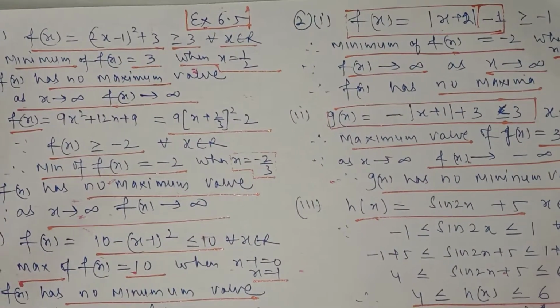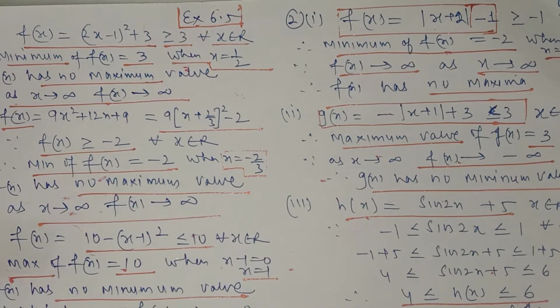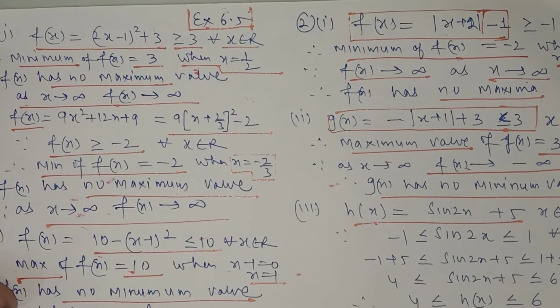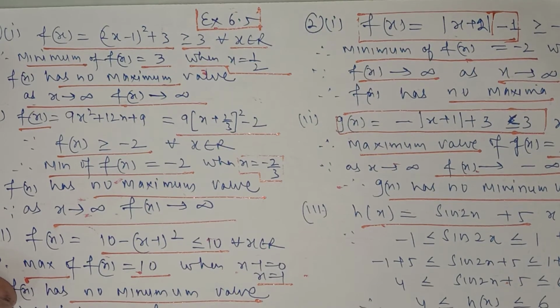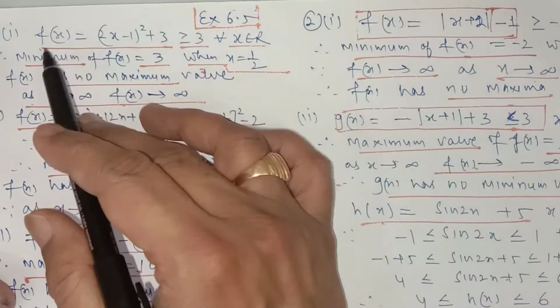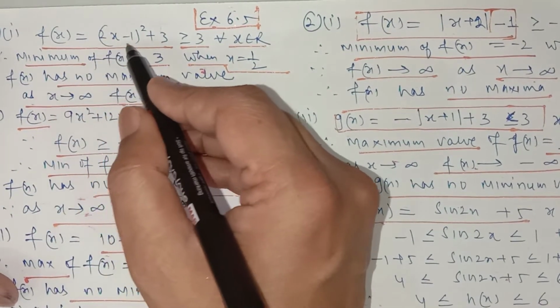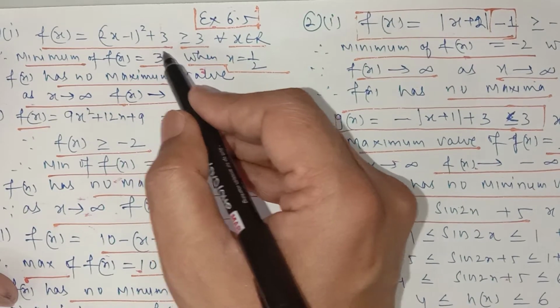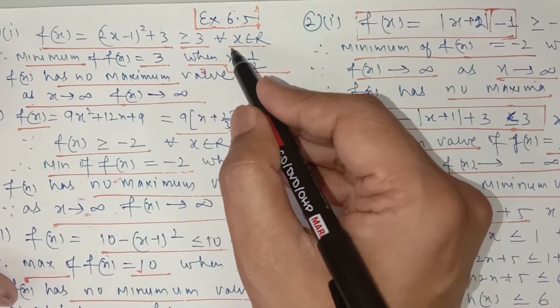Now we are starting with exercise 6.5, in which in question number 1 you have to find the maximum or minimum value of the function without using the derivative. Now in question number 1, first part, f(x) is equal to (2x minus 1) whole square plus 3, which is greater than or equal to 3 for all real numbers.